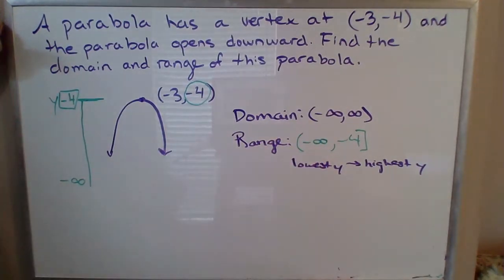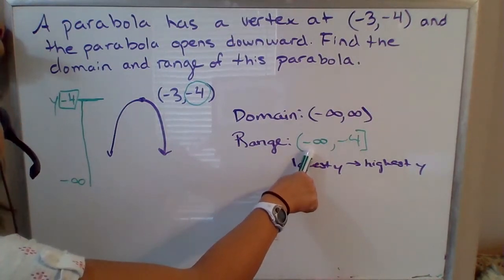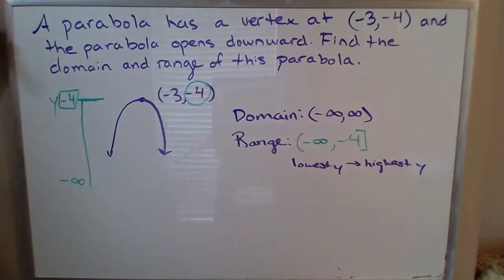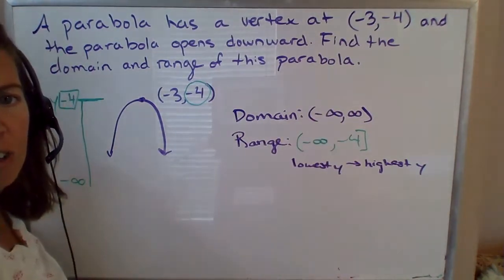Infinity and negative infinity always get a parentheses because that doesn't indicate any set value. It just indicates that the graph continues to decrease without bound. And so we can't say that the graph includes infinity because infinity is not really a number that can be included. It's just an indication of the behavior of the graph.